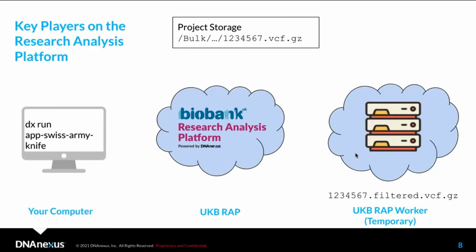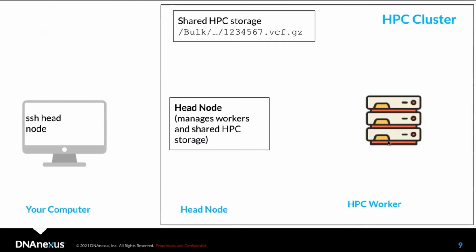And through that entity, you can get a temporary worker or allocation. But again, the main difference here is really that project storage. So you will need to get files to and from project storage to the worker, and from the worker. Okay, so now we've established the key players.